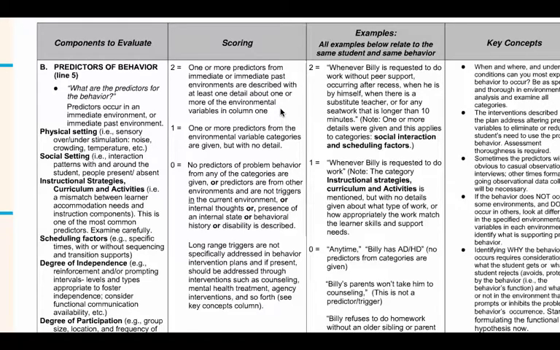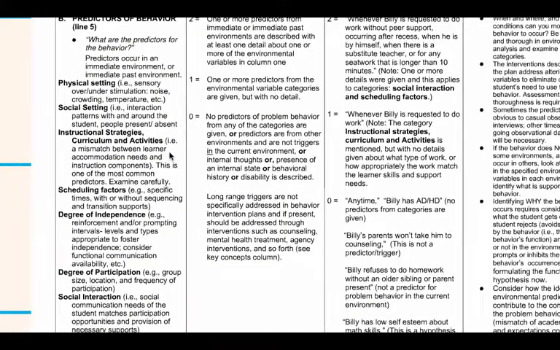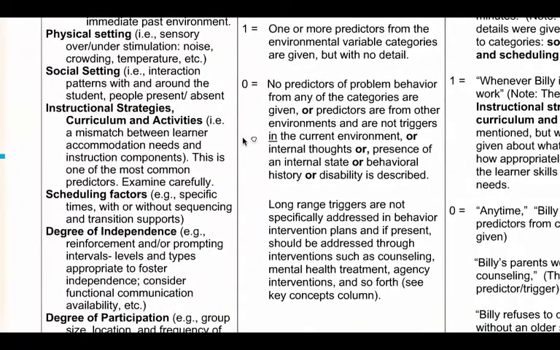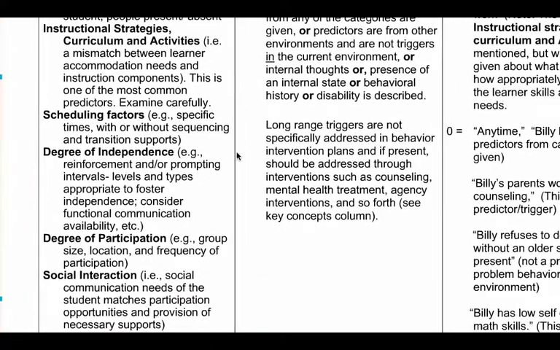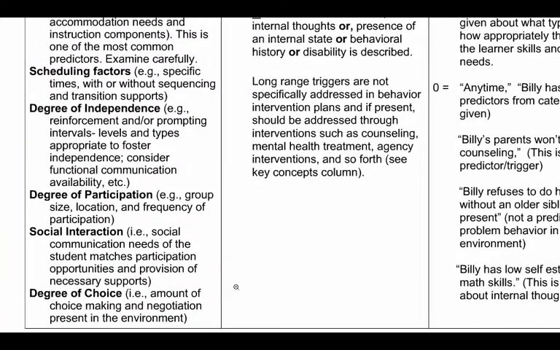The predictors of problem behavior should be identified, and it should indicate whether or not the things in the physical environment are predictors, like sensory overstimulation or noise levels or crowding or temperature. You know, what is it about the social environment that could be a predictor? It could be having something to do with the person's interactions with others. What about the instructional environment? Is there a mismatch between the learner and the curriculum that they're exposed to? Are there scheduling issues? Is there a degree of independence that's not being honored? Could that be a predictor of a problem?